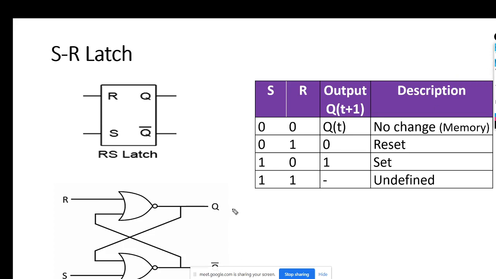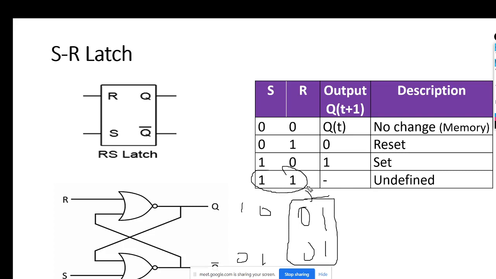What you remember is that if Q is 1, Q bar must always be 0. When Q is 0, Q bar must be 1. If both are 0 or both are 1, it is again an invalid state. If you set both S and R to 1, you get that kind of situation. That is why we say don't make S and R both 1 at the same time, because it will result in both Q and Q bar having the same value, either 0 0 or 1 1.